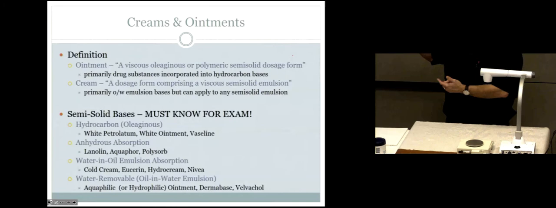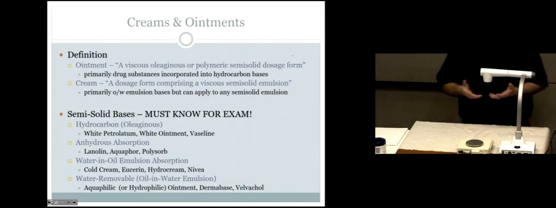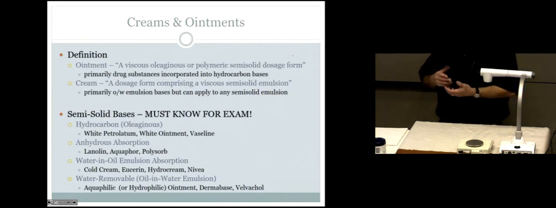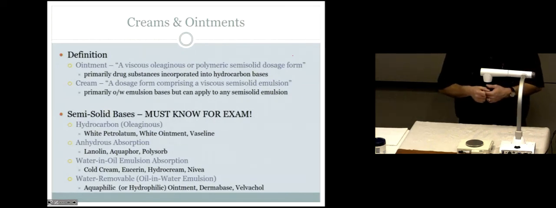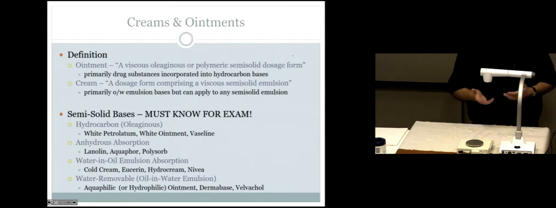What is the class, though? It's called anhydrous absorption. What does anhydrous mean? No water. There is no water in Aquaphor. Why did they call it that? What does the phor stand for? That suffix, like ionophore, means loving. So Aquaphor is water loving.